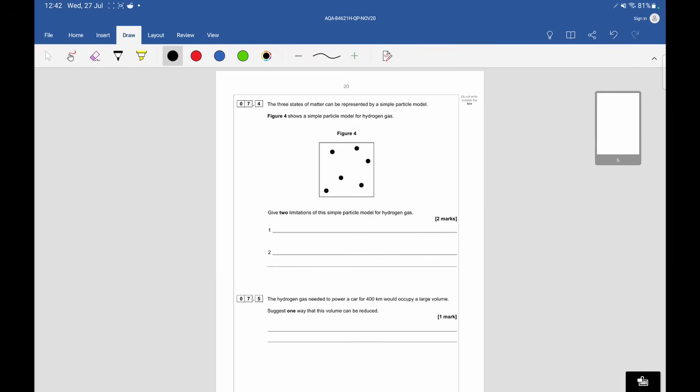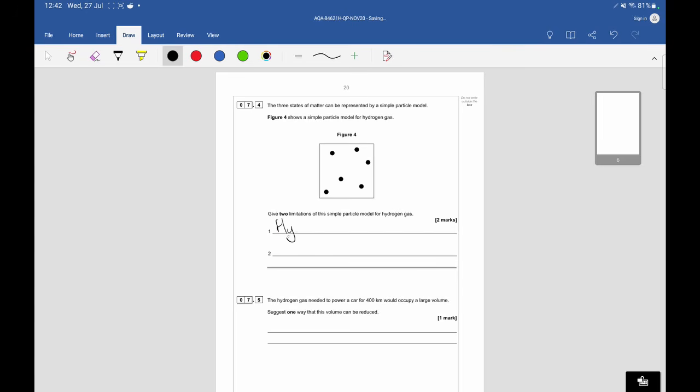7.4 says the 3 states of matter can be represented by a simple particle model. Figure 4 shows a simple particle model for hydrogen gas. Give 2 limitations of this simple particle model. Well, hydrogen here is not shown as a molecule. We know that hydrogen's H2, so each of these should be 2 atoms of hydrogen together. It also says the particles are shown as spheres. And we know that based on our atomic model, they shouldn't look like a sphere. They should have shells, a nucleus, and that's what they should look like.